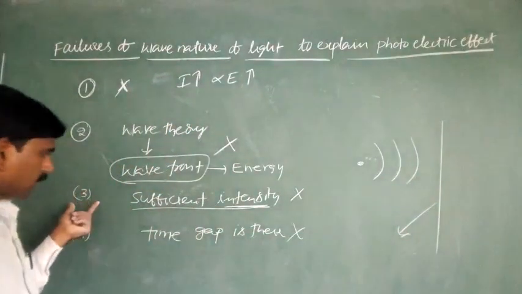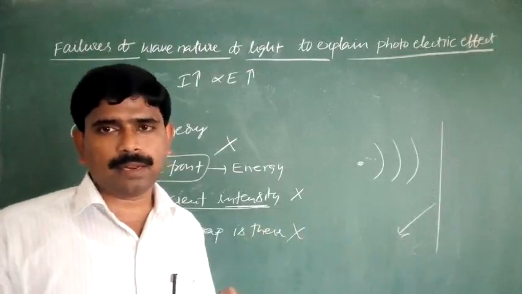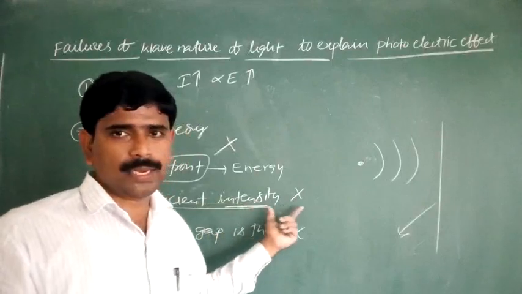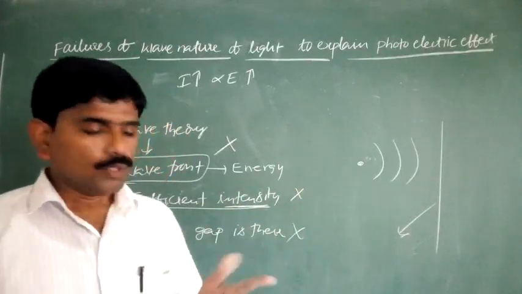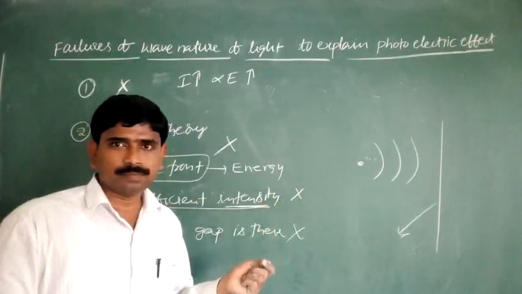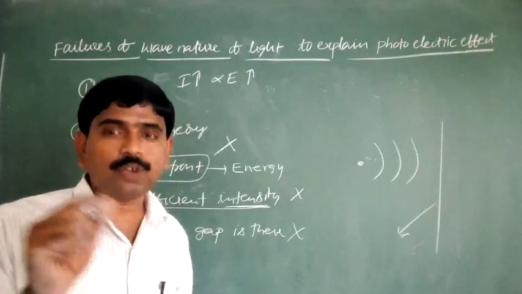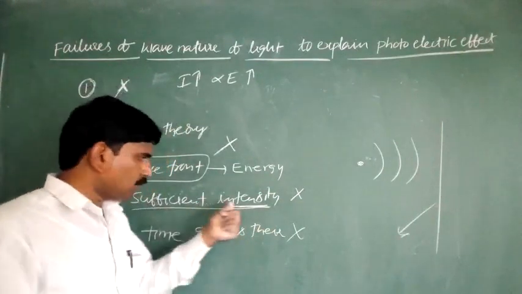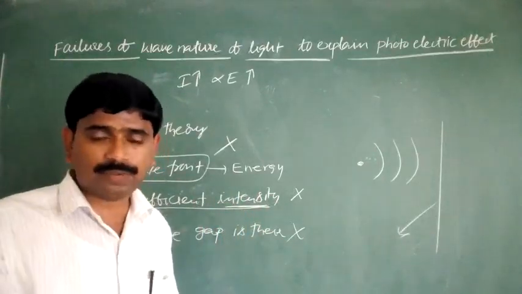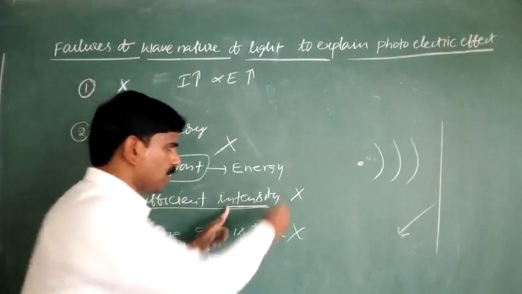Next, the third one. Sufficient intensity of the radiation is incident on the photoelectric metal. In that situation, electrons are emitted from it. But observe here, different metals have different threshold frequencies. If this were right, the threshold frequency term would not exist. Practically, threshold frequencies exist, and different metals have different threshold frequencies. So this is also wrong.